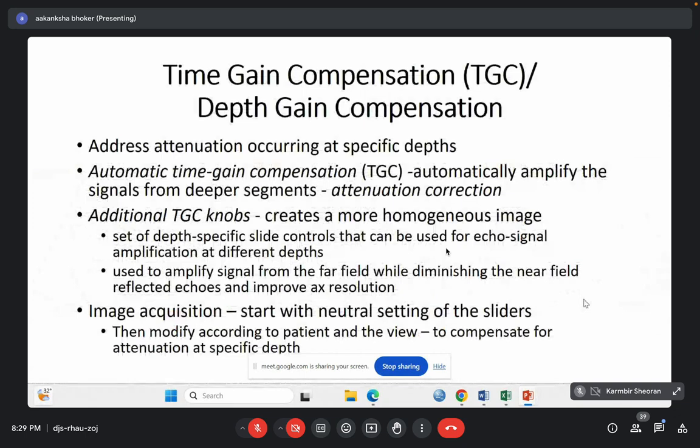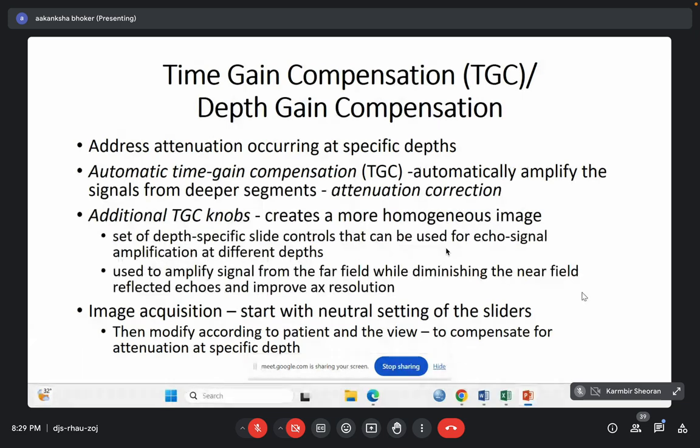Next thing is time gain compensation और depth gain compensation. ये हमने बात की, whenever the ultrasound beam is travelling through, so it is getting attenuated. ऊपर के सिग्नल ज्यादा स्ट्रॉन्ग होंगे, जितना नीचे से आएगा सिग्नल का एम्पलीट्यूड कम हो जा रहा था, क्योंकि एटेन्यूएशन के बाद सिग्नल के पास एनर्जी कम थी.